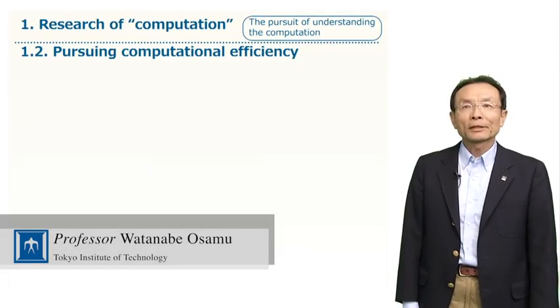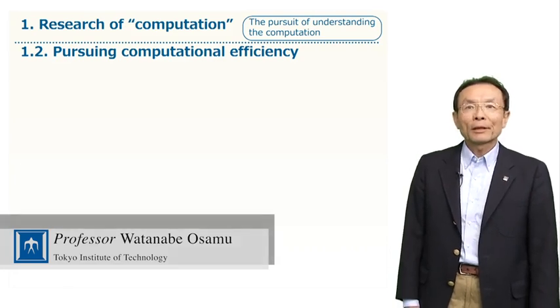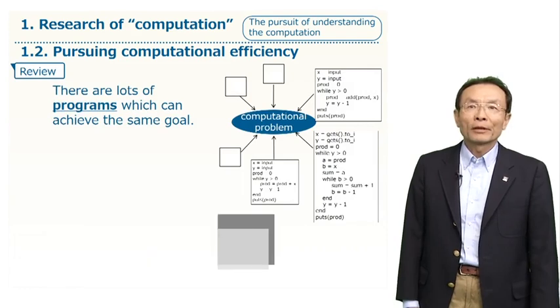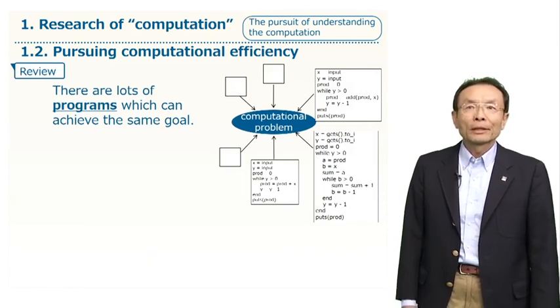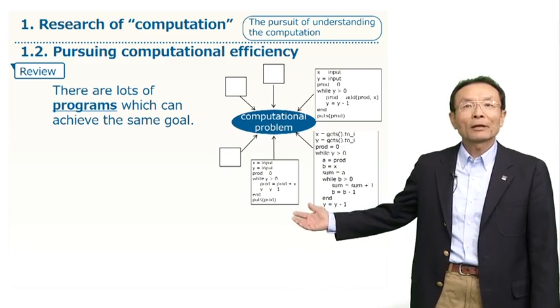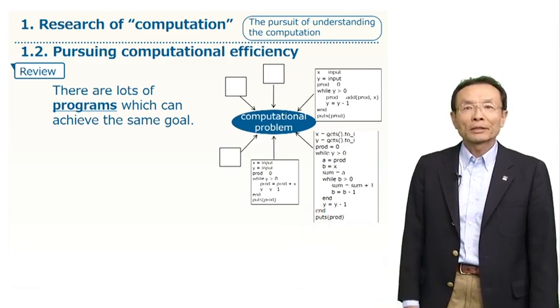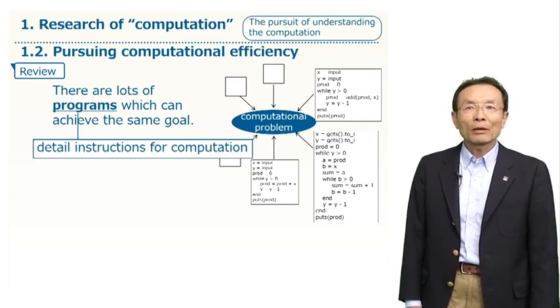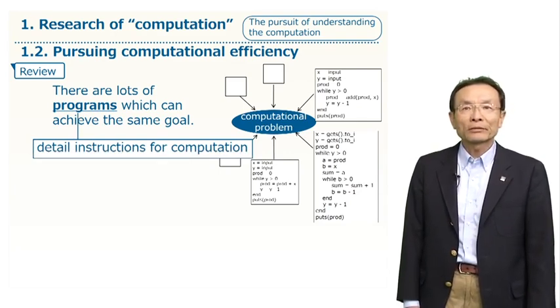Let's move on to the second topic. This is about computational efficiency. Recall that for a given computational problem, there are many programs that solve the same problem. In other words, programs that achieve the same goal. Recall also that a program is a sequence of detailed instructions for computation.